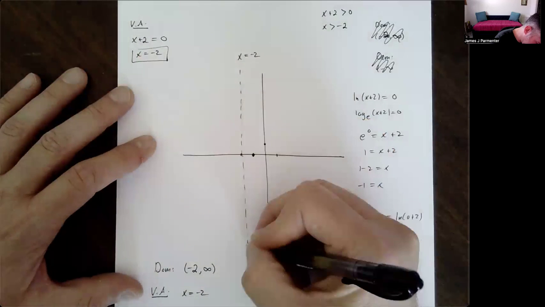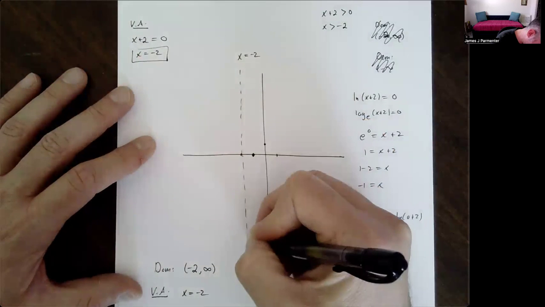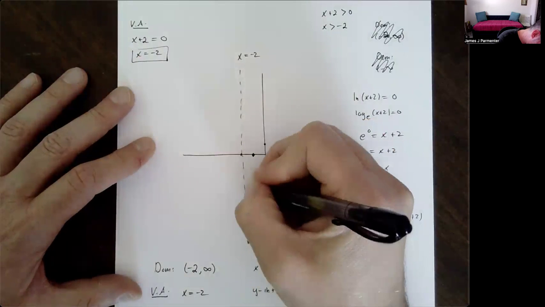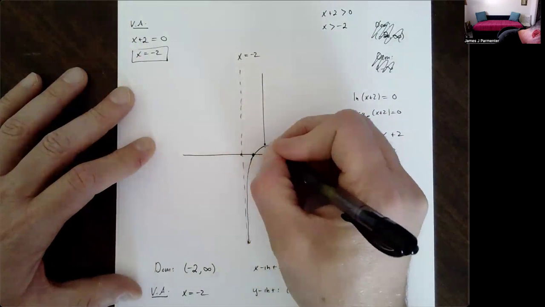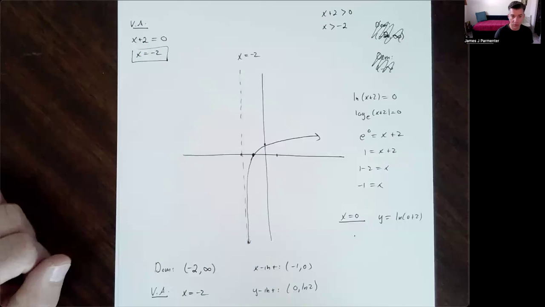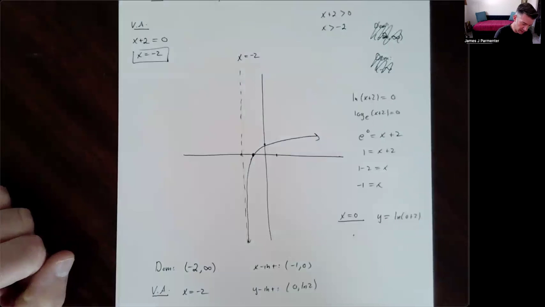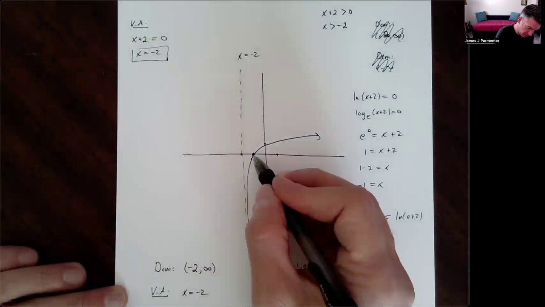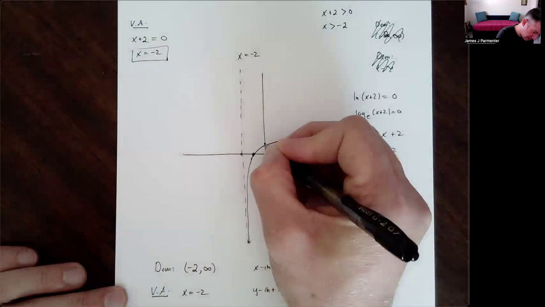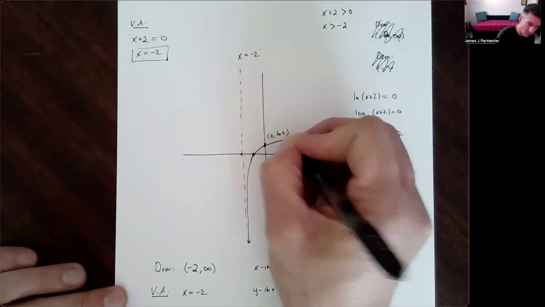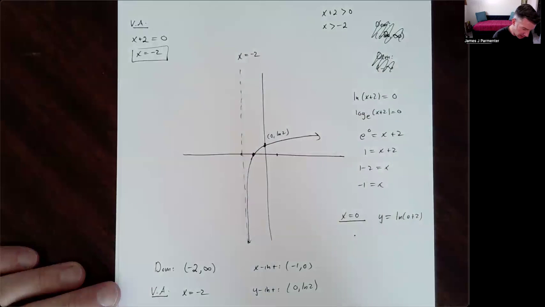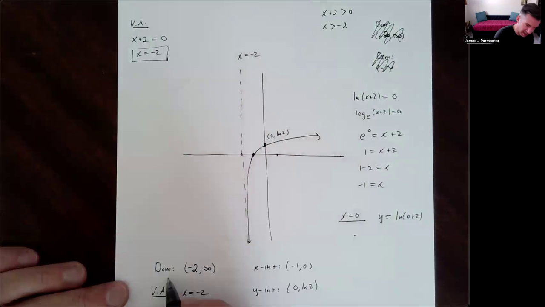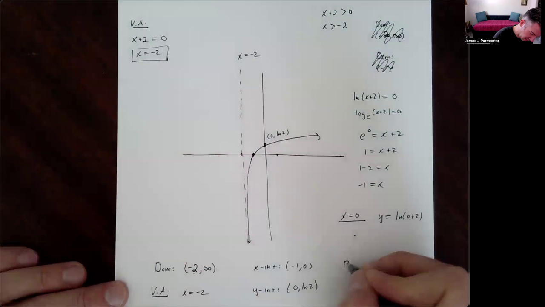I don't really care. Actually, what I should have done first is really just tried to graph it. The usual logarithmic shape. Domain is everything from negative 2 to infinity. X-intercept, negative 1, 0. Y-intercept, 0 comma natural log of 2. I don't want a decimal approximation. And then my range, again, for every logarithmic function, the range is always going to be everything.